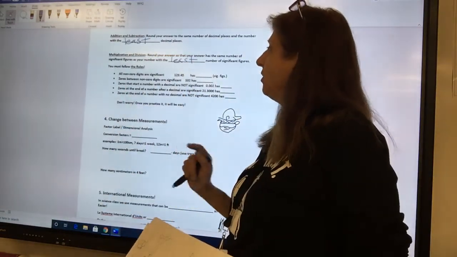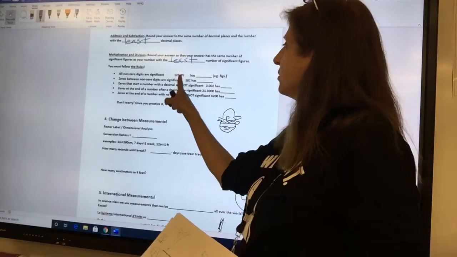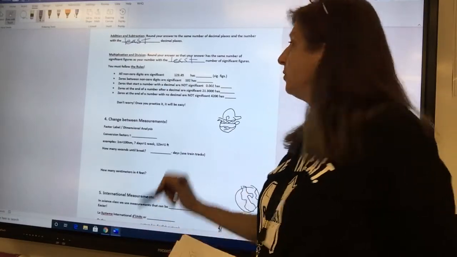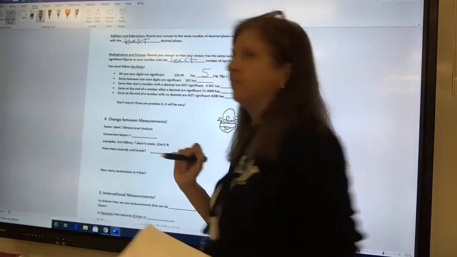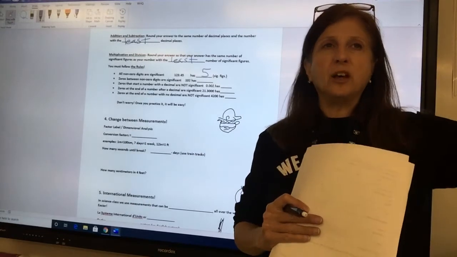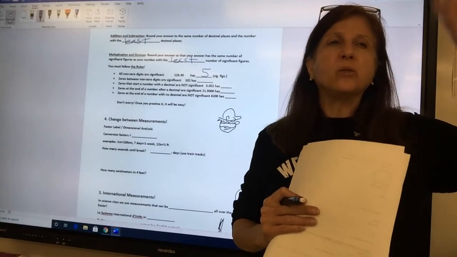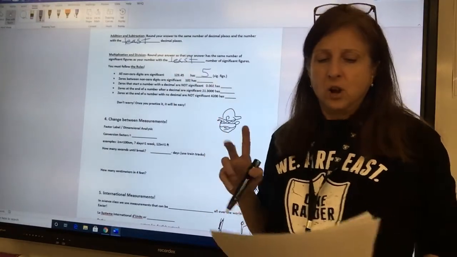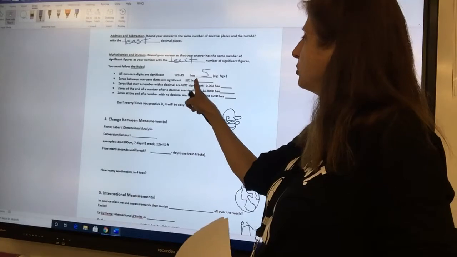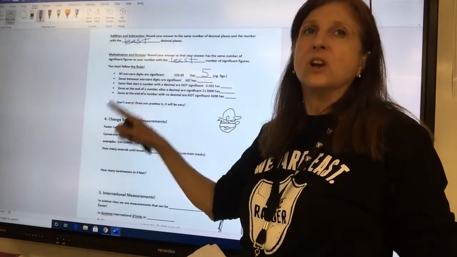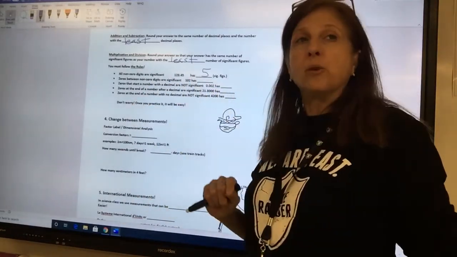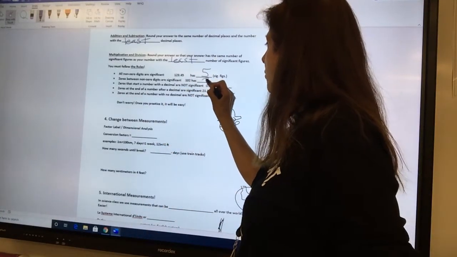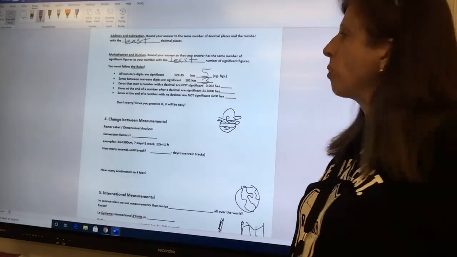Number 1, all non-zero digits are significant. So in this number, 123.45, all of those are non-zero, so it has 5 significant figures. Does that make sense to you? We're finding out if we count the numbers or not, and if it's not a 0, you always count it. Rule 1. Rule 2, zeros between two non-zero numbers are significant. So that 0 counts because it's between two non-zero numbers. So 102 has 3 significant figures.